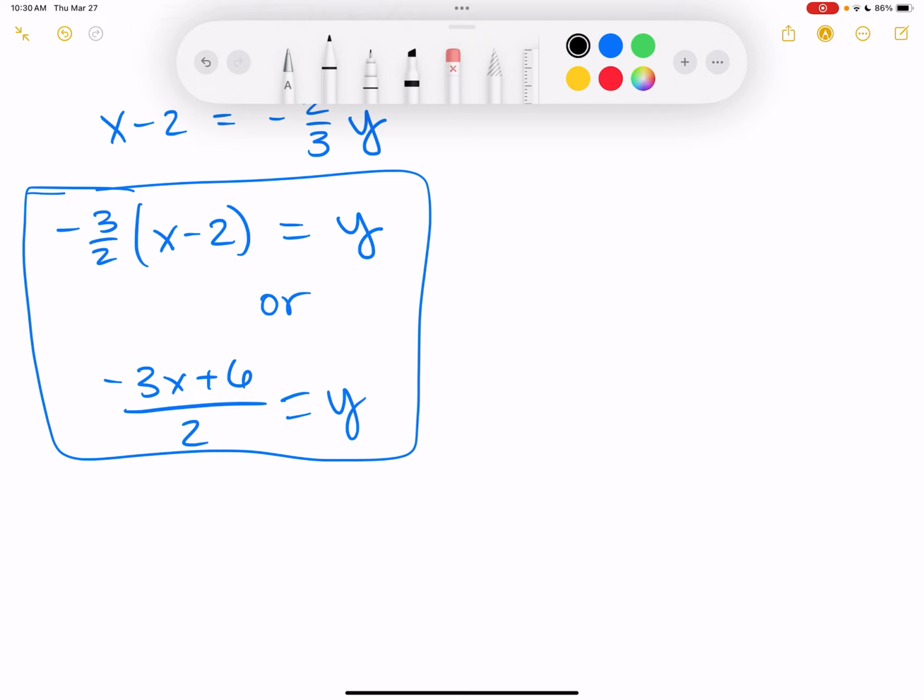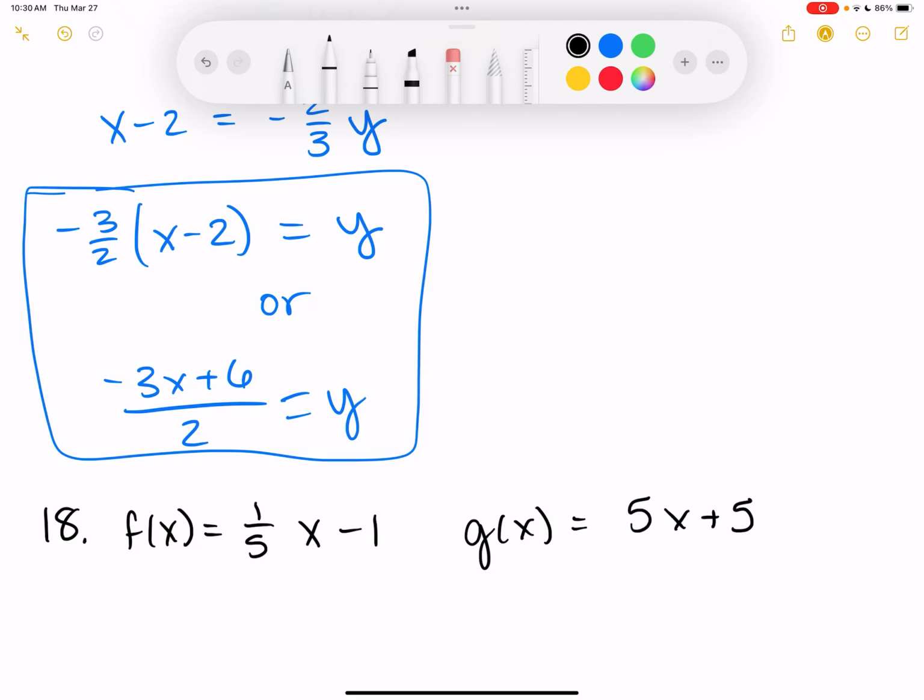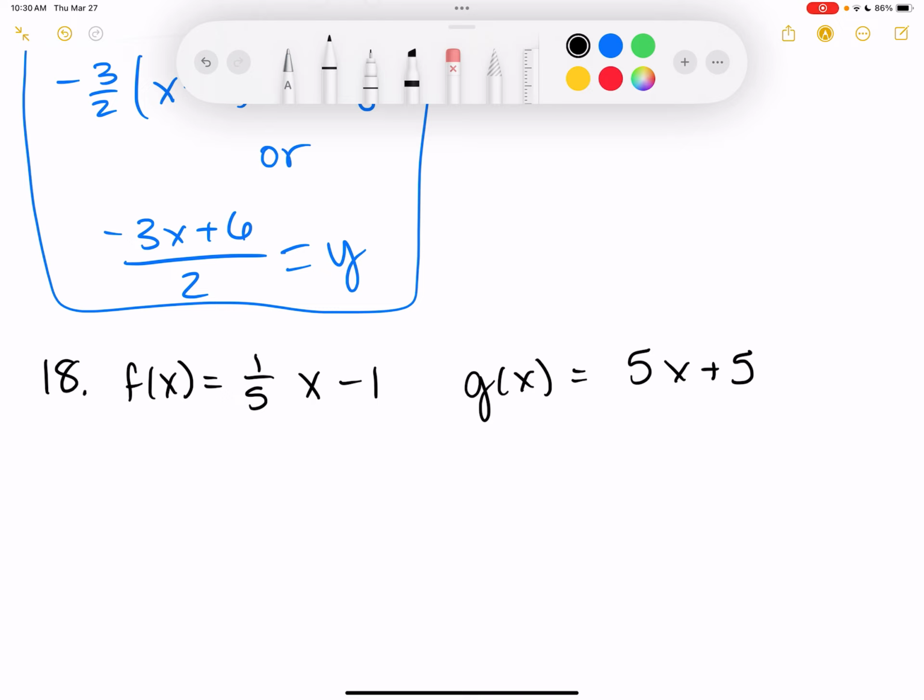All right, verifying that things are inverses, so we're going to be plugging things into each other. Number 18 gives us f of x equals 1/5 x minus 1. g of x equals 5x plus 5. So I'm going to be doing f of g of x and g of f of x.